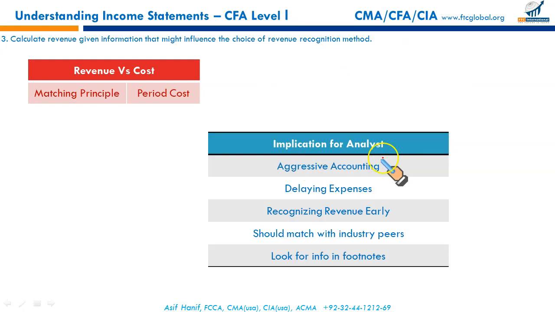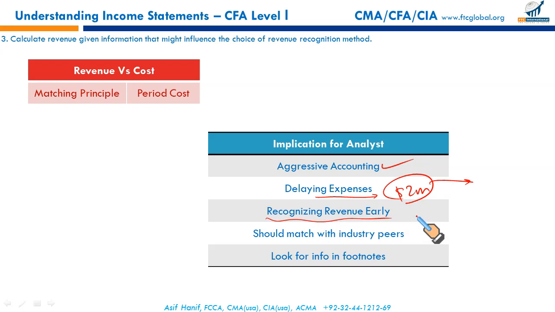Next, implication for an analyst. Some firms resort to aggressive accounting, deliberately delaying expenses. For example, a certain production manager has been given a discretionary maintenance expense of $2 million. He deliberately delays spending this amount so as to delay the expenses and make profit look higher. Or recognizing revenue early through channel stuffing.